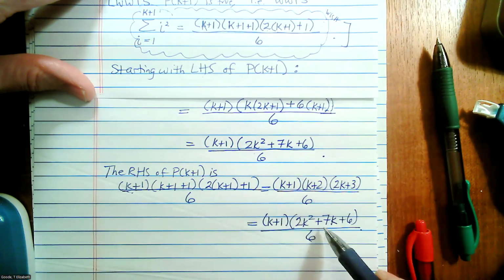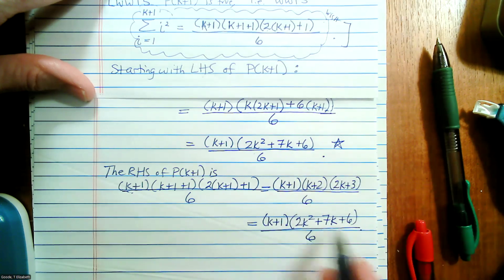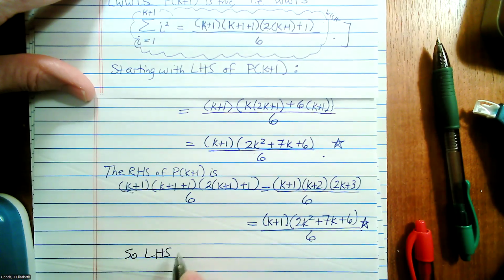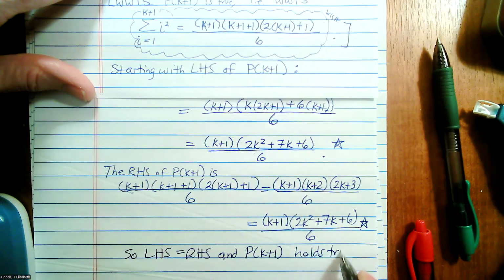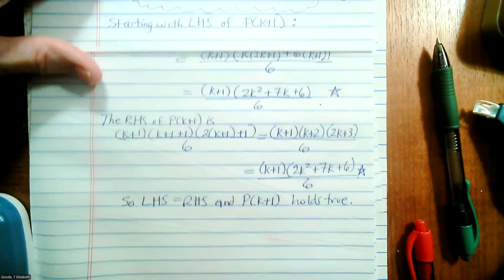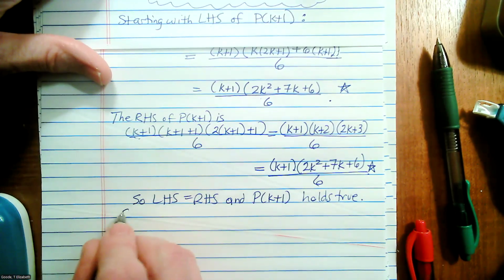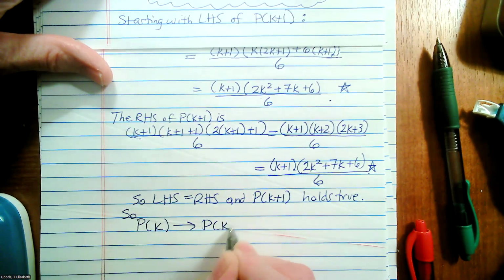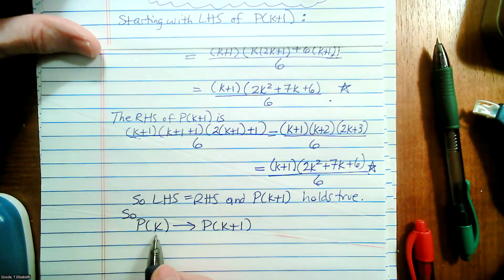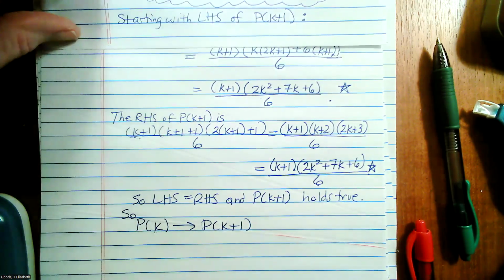So now we've got the left-hand side looking like star, and the right-hand side looking like star. So the left-hand side equals the right-hand side, and P of k plus 1 holds true. You can just say holds, or you can say is true, or you can say holds true. So in fact, P of k did imply P of k plus 1 is true. We started with P of k. That was just our inductive hypothesis.